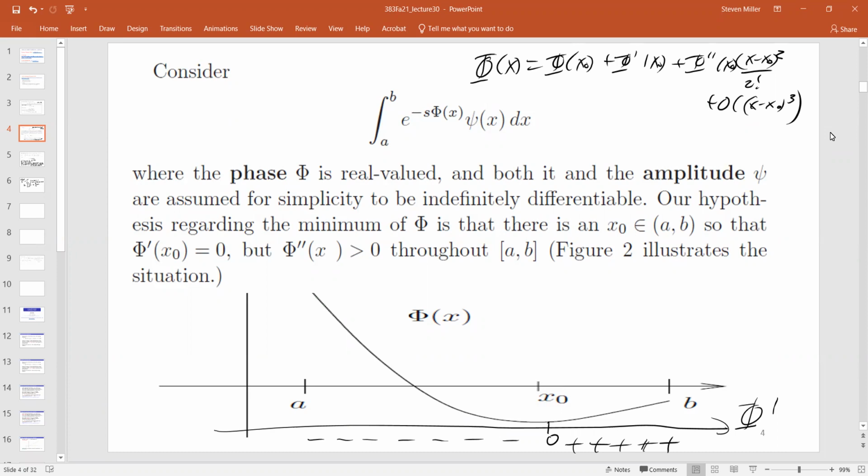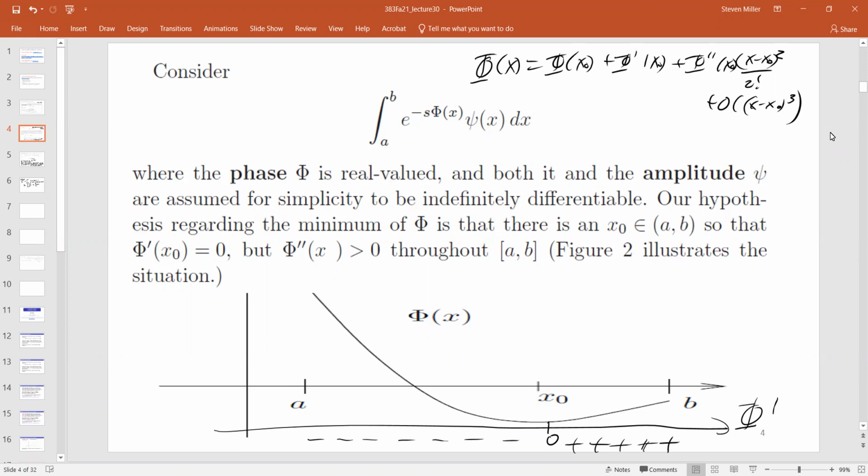If, however, I move over, say, 1 over s to the 1/4, well, then I would have 1 over square root of s. When I multiply it by s, that would be a square root of s in the numerator. And now I would have an incredible decrease in the contribution.